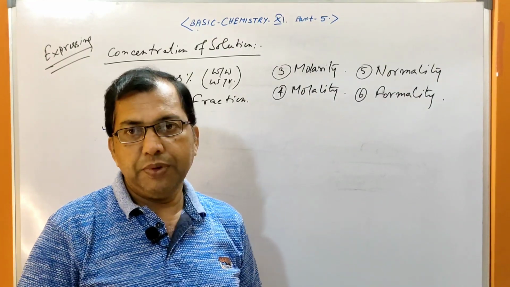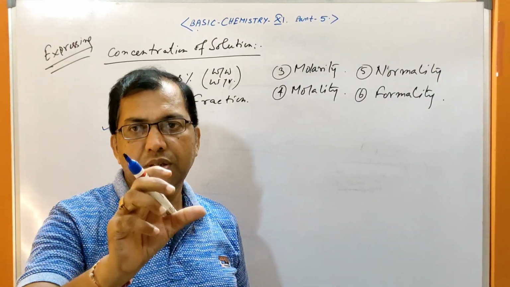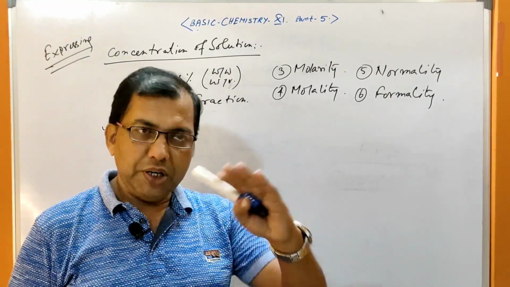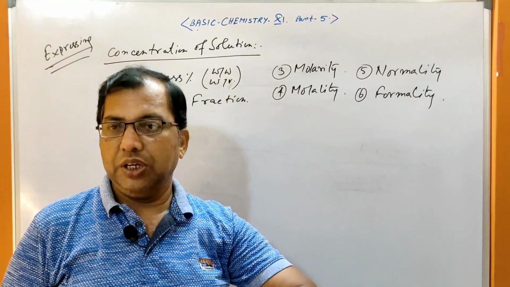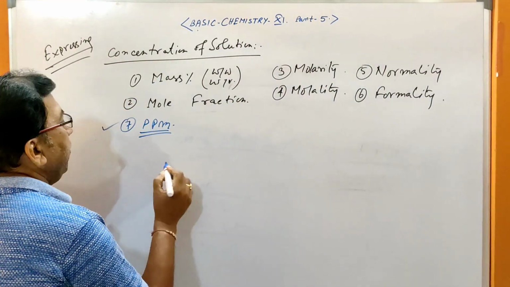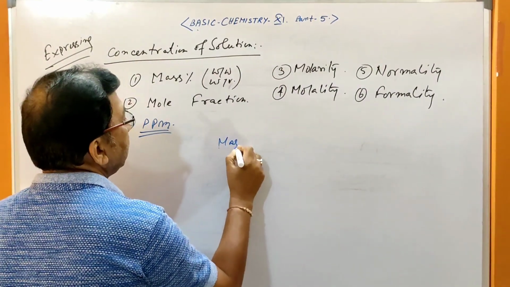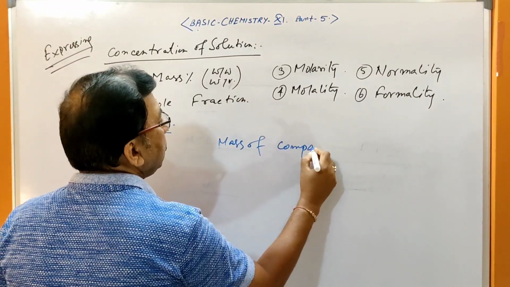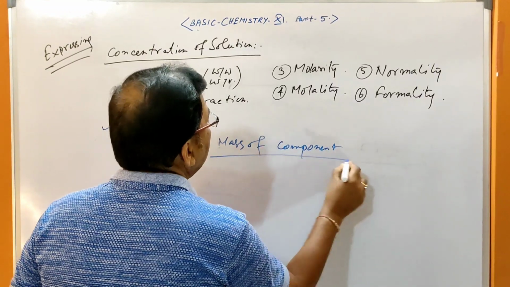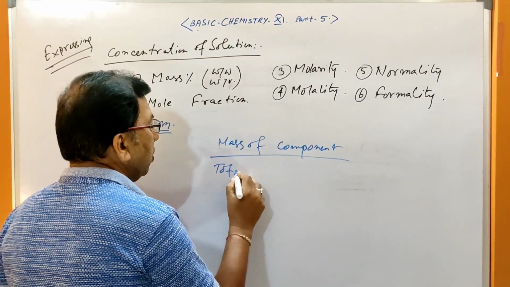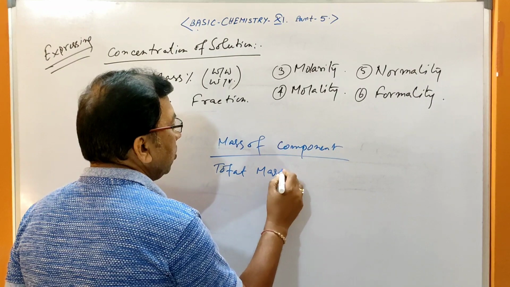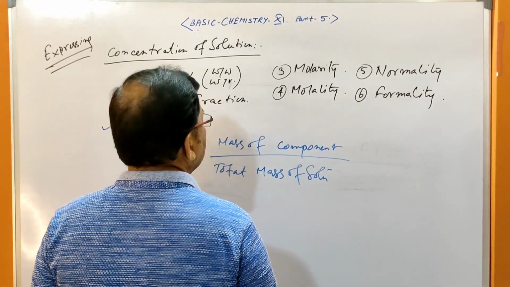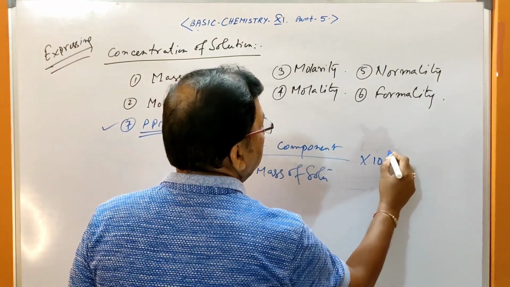ppm means the mass of a component, whether A or B or C, whatever it is, divided by the total mass of solution. So ppm equals mass of component divided by total mass of solution, into 10 to the power 6.